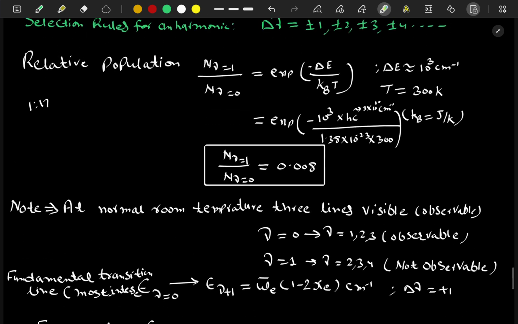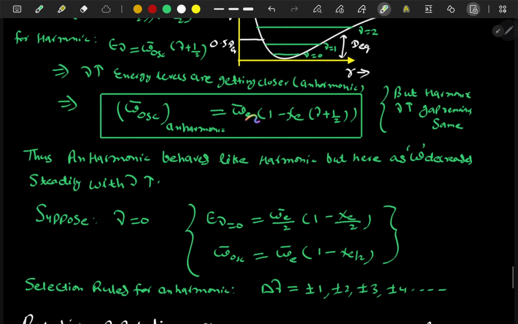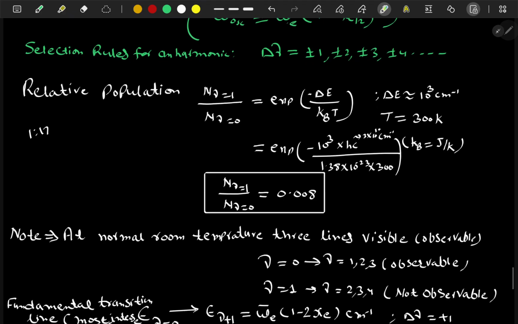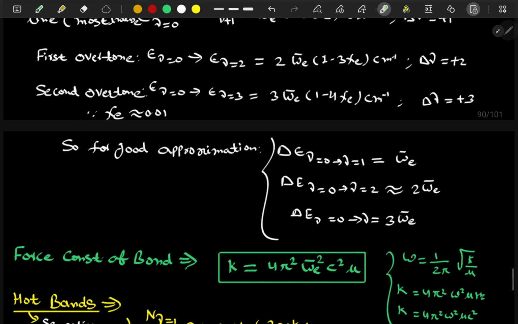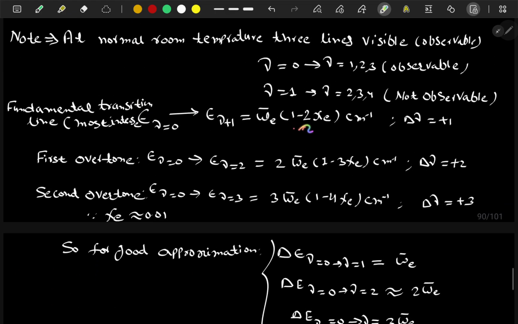Where it has gone? This omega e minus chi e, mu plus 1 by 2. So put mu equal to 0. So omega e 1 minus chi e by 2. Omega e 1 minus chi e by 2, and then omega plus 1. So 1 minus omega e chi e by 2. And then for 1 plus 1 you will solve it. You are given what you are having for fundamental 0 to 1, 1 minus 2.